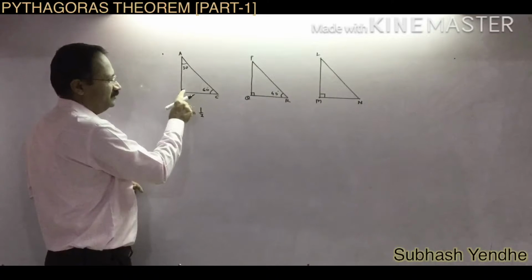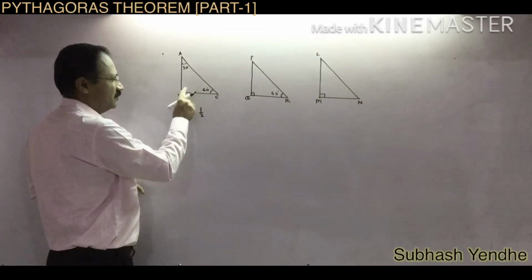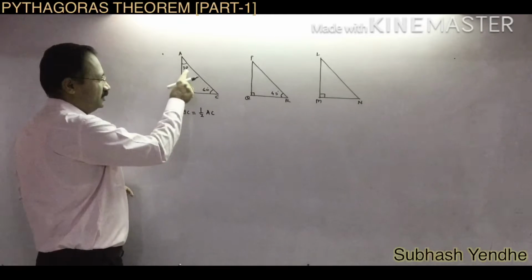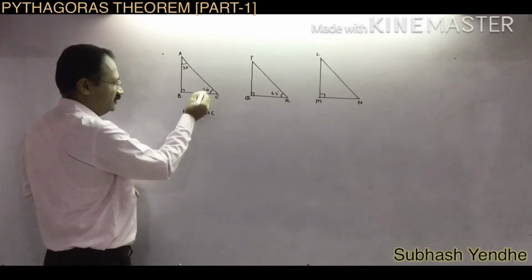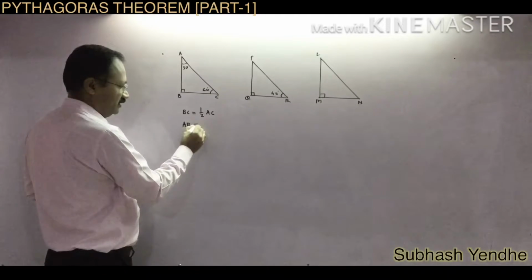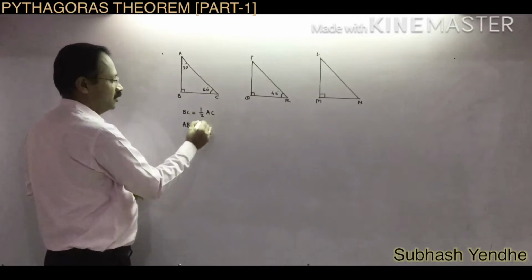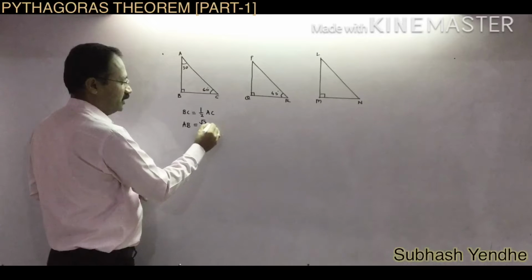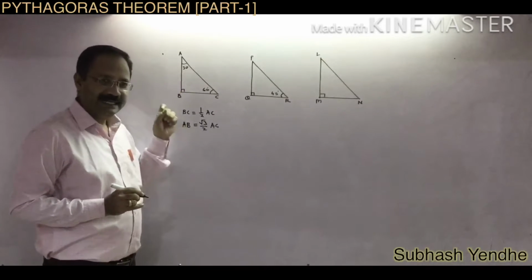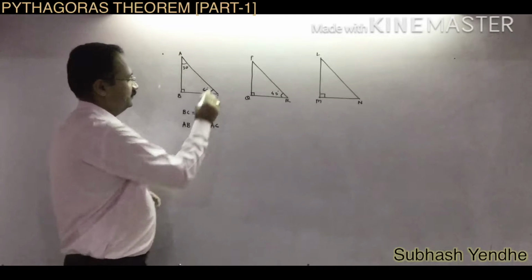So which is the hypotenuse? AC is the hypotenuse because it is opposite to 90. So opposite to 30 is a half to hypotenuse. Opposite to 60, the side is AB and which is root 3 upon 2 to hypotenuse. So this is 30, 60, 90 triangle theorem.